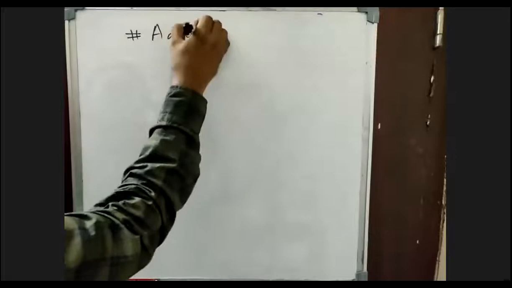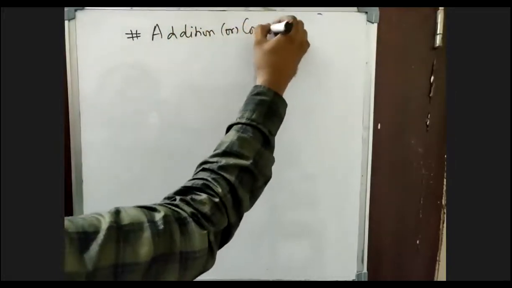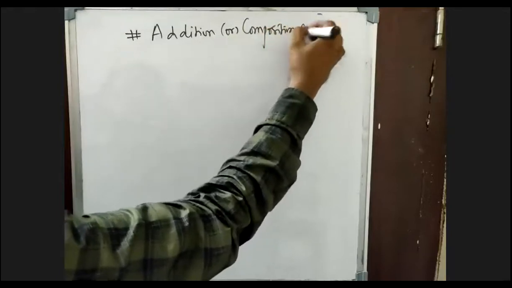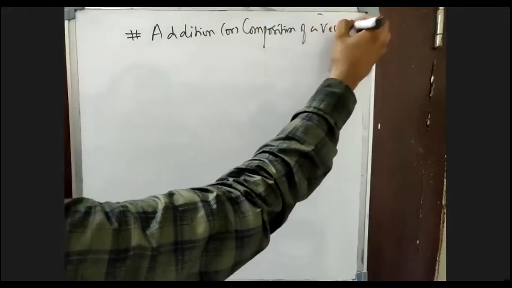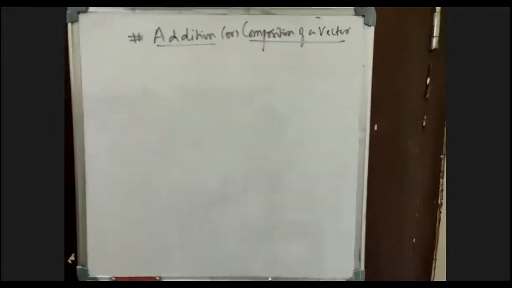Next heading: addition or composition of a vector. Addition or composition of a vector. That means we are adding two vectors, beta. We are adding two vectors.